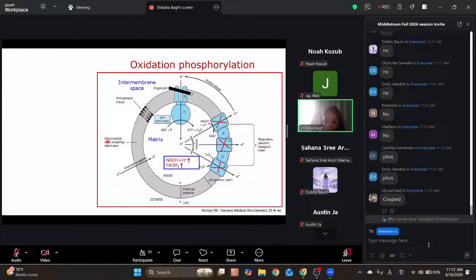But look at uncouplers. They create havoc. They abolish this proton circuit. And that is why, because of uncouplers, what gets dissociated now?